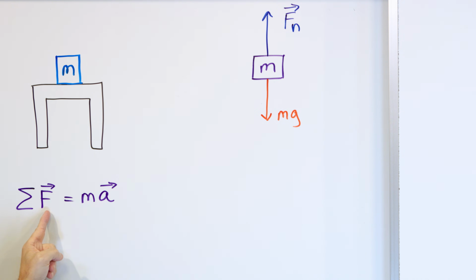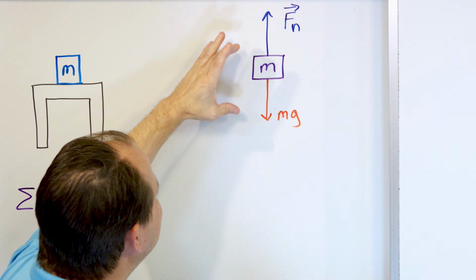Therefore, since F equals ma for any object in the universe, if it's not moving and not accelerating, then acceleration is 0. That means, since the mass of the box is non-zero, it's just a number, that the sum of the forces acting on this box has to be 0, because it's not accelerating. Okay? So is that the case here?